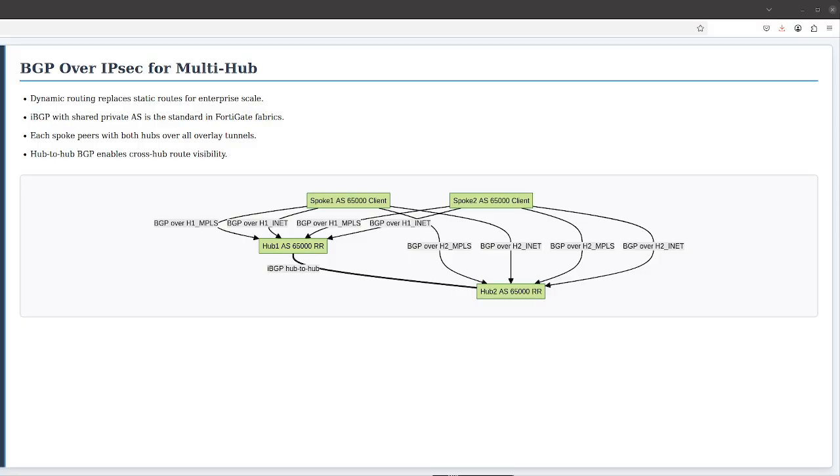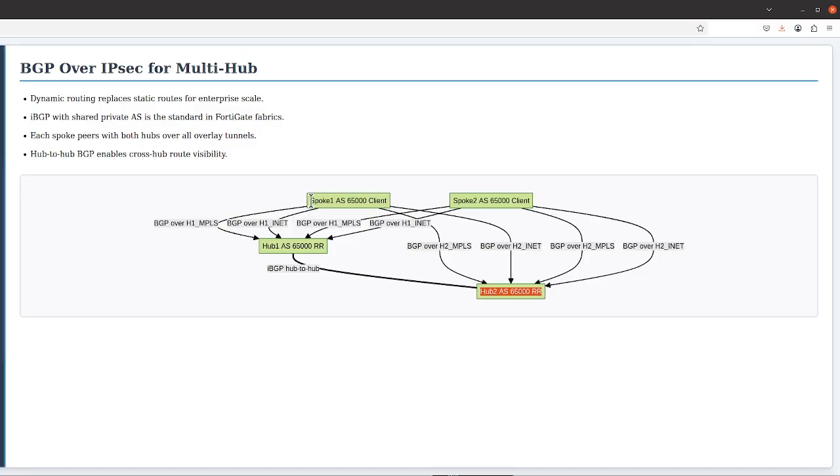The diagram shows the control plane relationships that sit on top of the data plane overlays we built in part 1. Hub 1 and Hub 2 are the two FortiGate hubs, each running a BGP process. Both hubs are configured with a private autonomous system number, in this case 65000, which is the same AS number on both hubs. This is a deliberate design choice. When all devices share the same AS number, we are running internal BGP, or IBGP, which behaves differently from external BGP in terms of route advertisement rules and attribute handling.